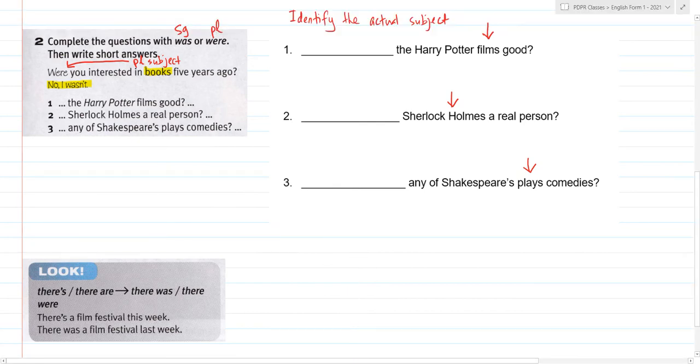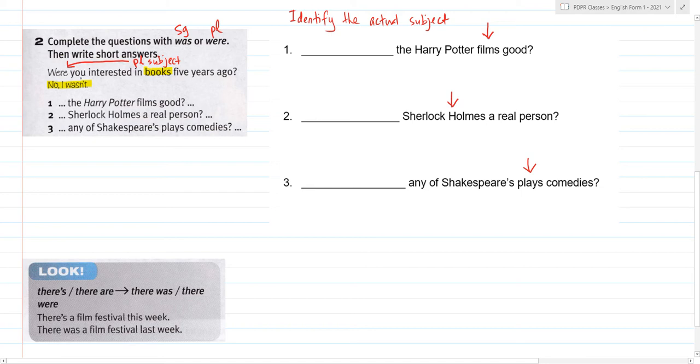Today I will share with you the answer for our exercises from Pulse 2, page 35, part 2. Complete the question with was or were. Okay, as I have written here, was is used when the subject is singular and were is used when the subject is plural. So as I have written for you as the tip, to answer the question, to fill in the blanks, first you need to identify the actual subject in the question.